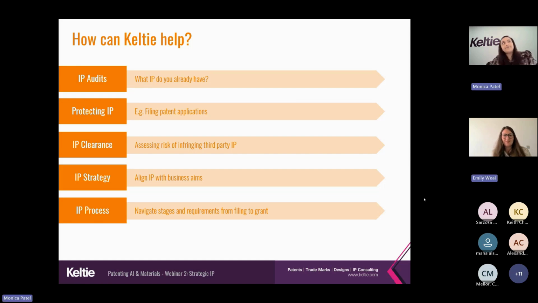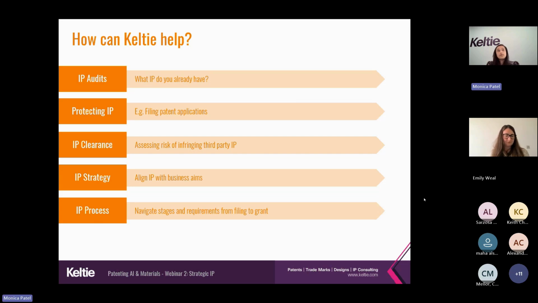Yeah. So we can help with various stages of planning your IP strategy and different stages of the IP process. So these are some of the things that we can help with at Keltie. One thing we haven't talked too much about is IP audits. This is an initiative which helps you to establish what IP you already have, and also start to develop a strategy for protecting aspects of your technology and aligning that to your commercial objective.